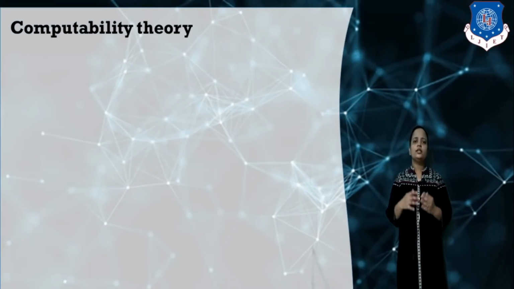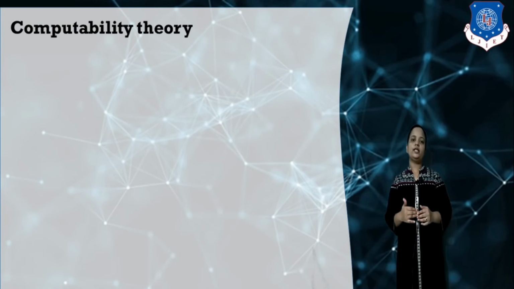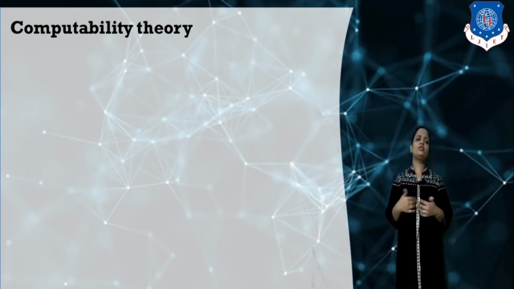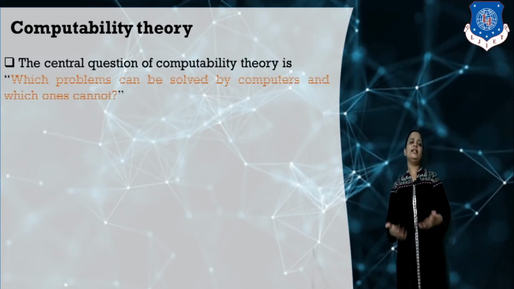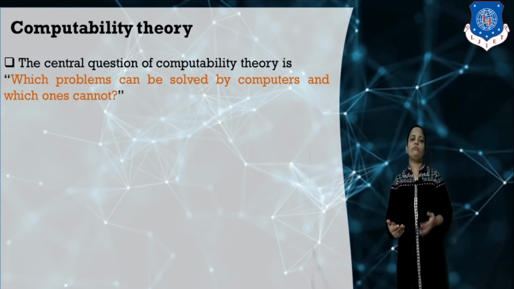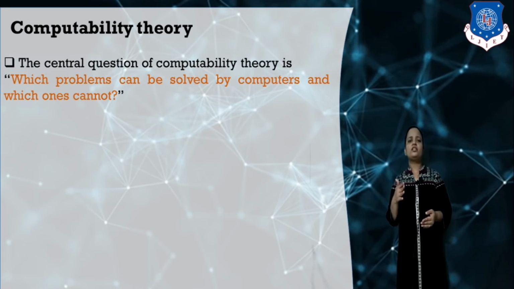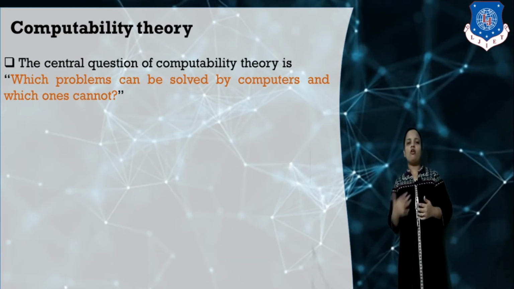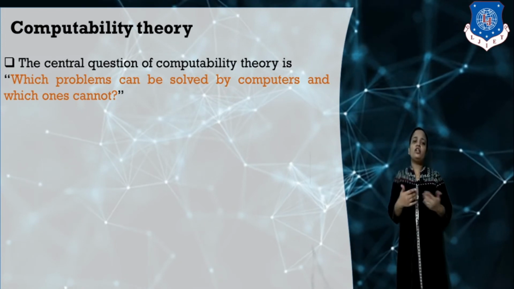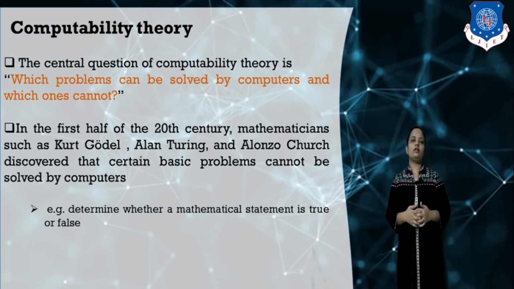Now the next point: all these things that I have discussed are the automata theory part, automata theory and languages. Now the next question arises: what is computability? Computability deals with computations. The basic central question of this theory is what kind of problems can be solved by computers, and what kind of problems cannot be solved by computers.